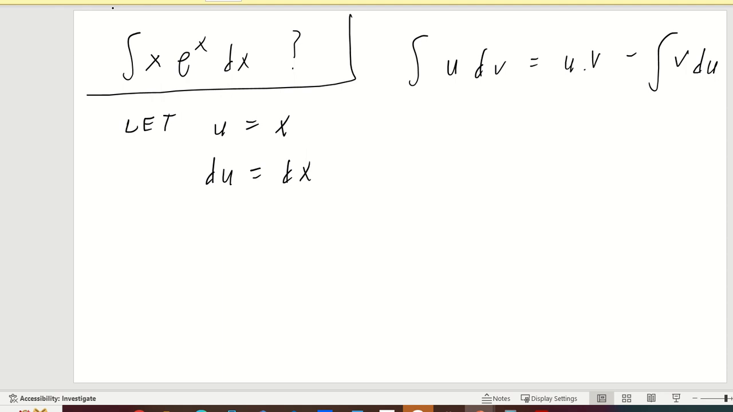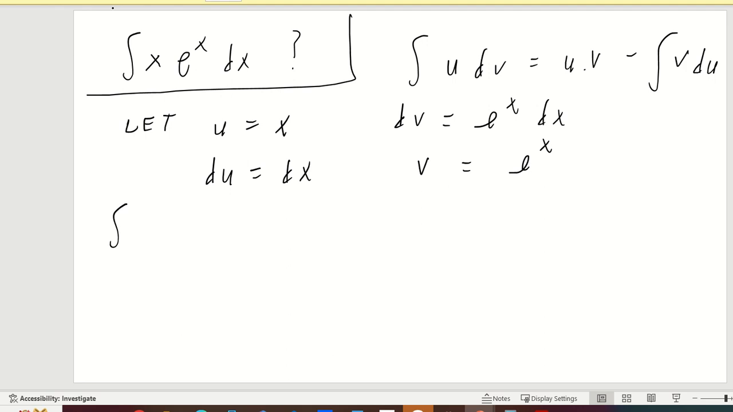That can be thought of as if we differentiate across with respect to x, we'd have du dx is equal to 1, multiply across by dx, and we get du is equal to dx, okay? And then we also let dv is equal to e to the x dx. And if we integrate both sides, we will get v, and the integral of e to the x is just e to the x. So v is e to the x.